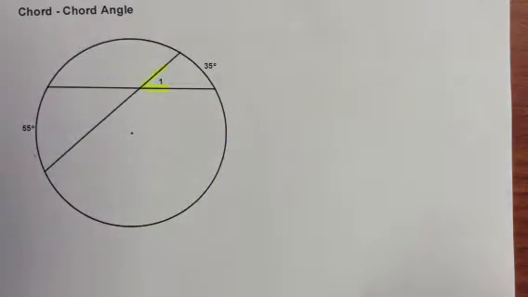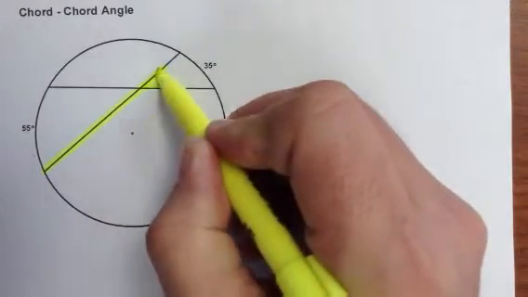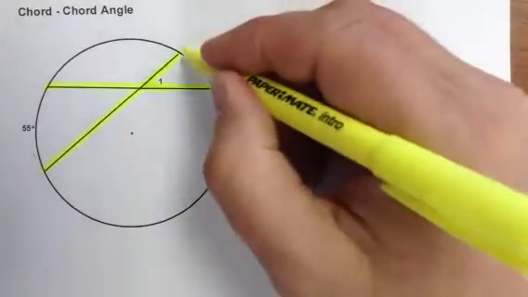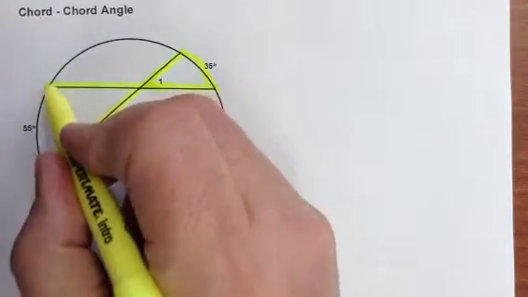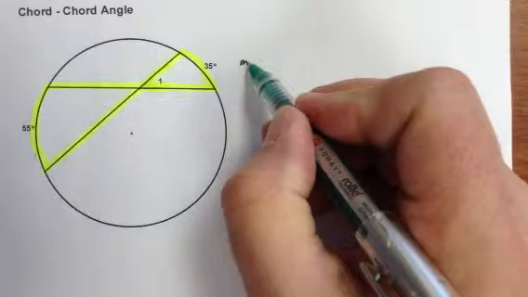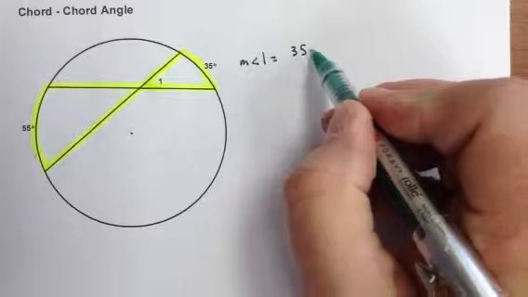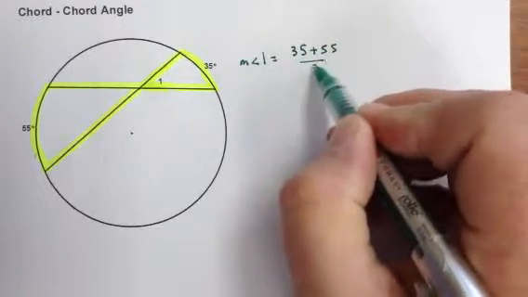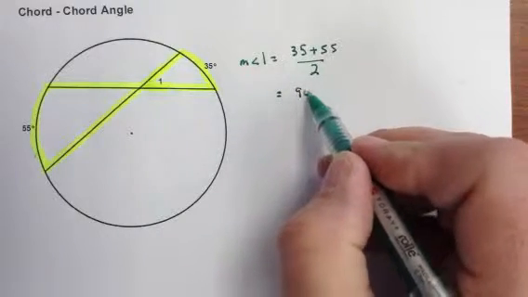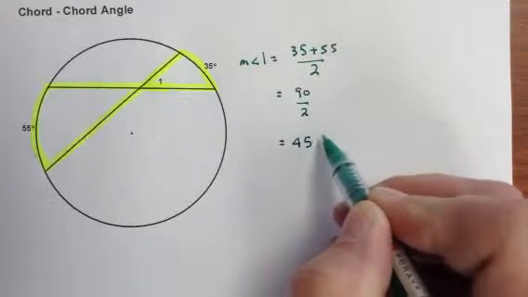First thing I need to do is look at the two intercepted arcs. It might help you out if you draw both chords. And then you can see that you have an intercepted arc of 35, and an intercepted arc of 55. So the measure of angle 1 is equal to basically the average of the two arcs. 35 plus 55 is 90 over 2, so angle 1 is 45.